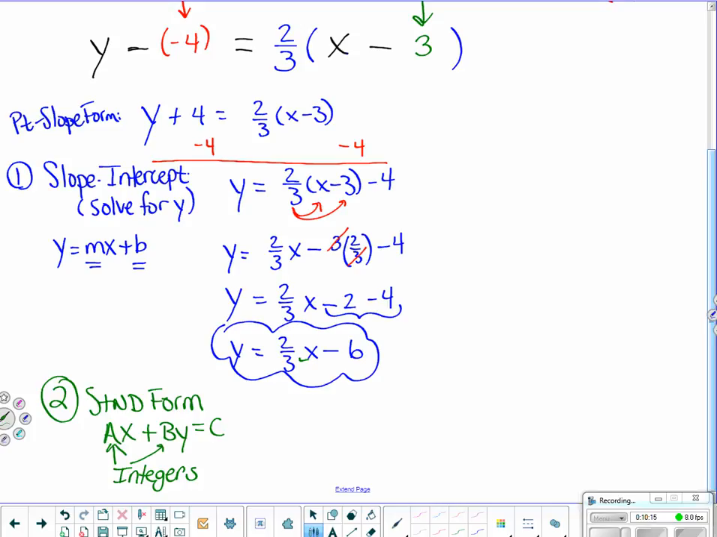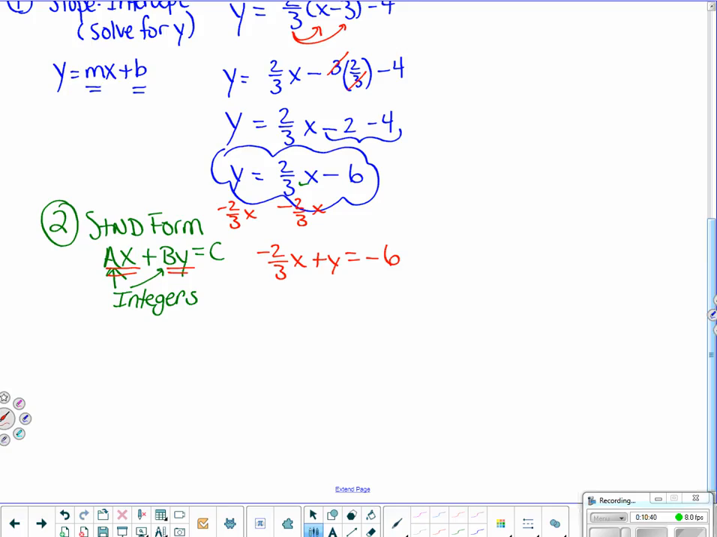Okay, first thing I notice about standard form, I have the x's and the y's on the same side, correct? So let's move our x over to the y side. So we're going to subtract 2/3 x from each side. That's going to give me -2/3 x plus y equals -6 remaining on the right side.